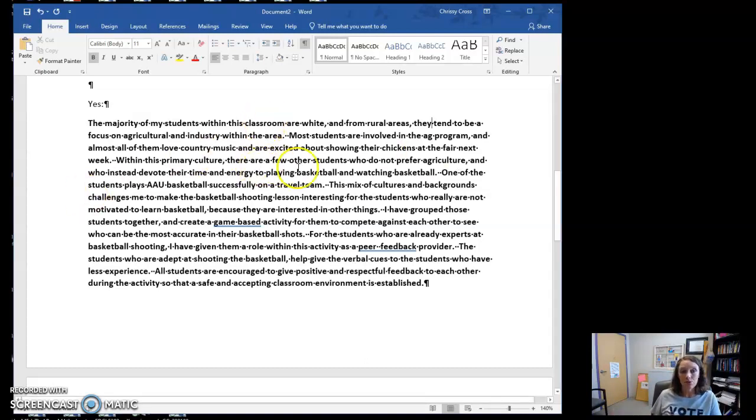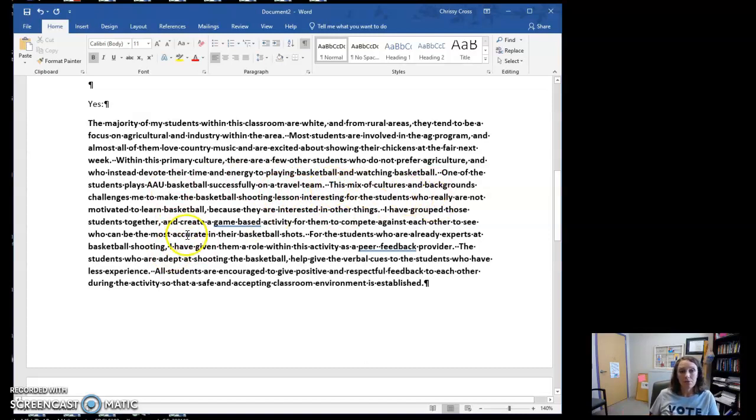Within this primary culture, there are a few other students who do not prefer agriculture and who instead devote their time and energy to playing basketball and watching basketball. One of the students plays AAU basketball successfully on a travel team. This shows that you're paying attention to specific students, okay?